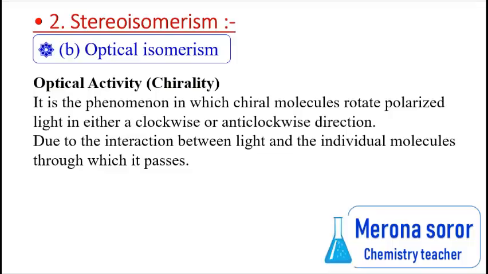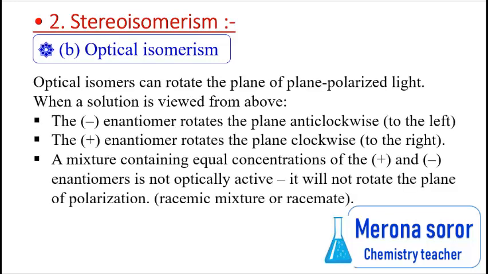Optical activity is the phenomenon in which chiral molecules rotate polarized light in either a clockwise or anti-clockwise direction, due to the interaction between light and the individual molecules through which it passes. Optical isomers can rotate the plane of plane polarized light when a solution is viewed from above.